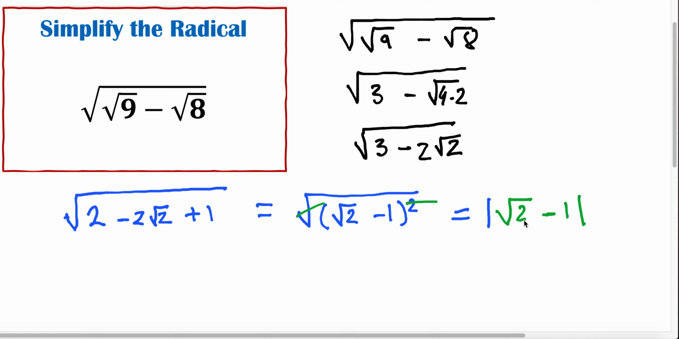But because the square root of 2 is greater than 1, we already know the final result here is equal to the square root of 2 minus 1. If we are simplifying this radical in the simplest form, it is the square root of 2 minus 1.